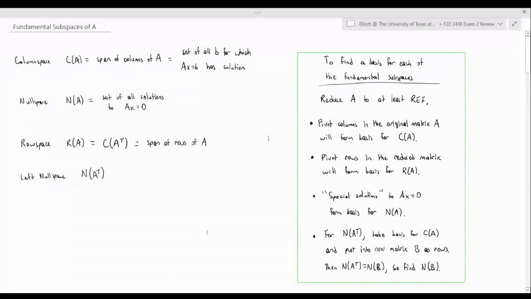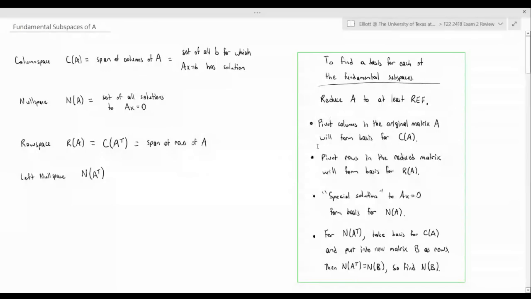And a typical question that you might get for these is to find a basis for each of the fundamental subspaces. So to do that, you want to reduce your matrix to at least a row echelon form. Once you do that, you can identify which columns have the pivots in them. And if you take those pivot columns, but take them from the original matrix rather than the reduced matrix, that's going to give you a basis for the column space of A, okay?